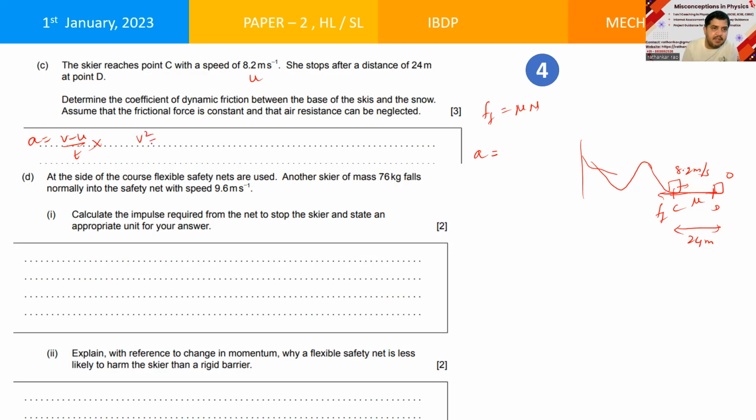Now, which equation can I use? I can use v squared equals u squared plus 2as. Now you have u. u is already there, 8.2. v is 0. 0 is equal to 8.2 squared plus 2 into a. What is a? a is not known. a is what we need to find, multiplied by s. What is s? 24 meters. This we know. So which means you can get the value of acceleration here. a should now be equal to minus 8.2 squared.